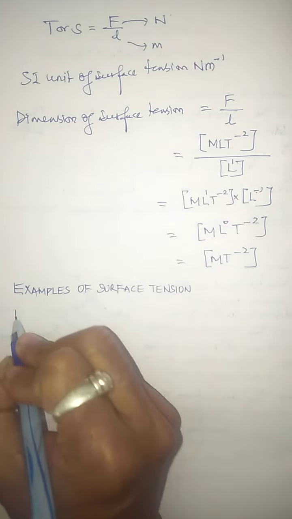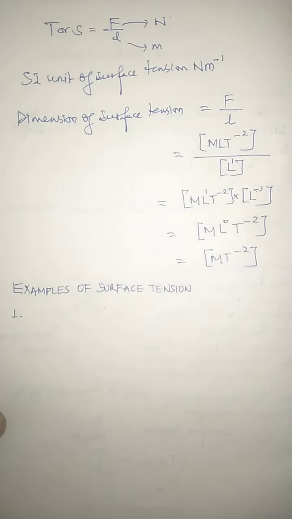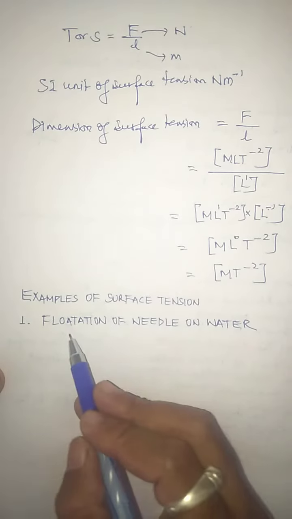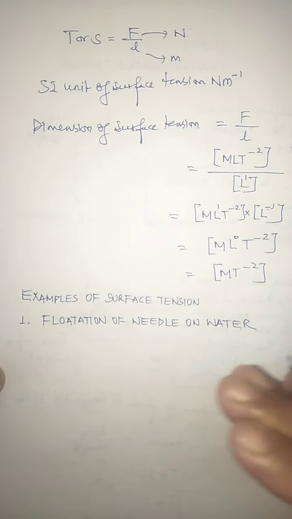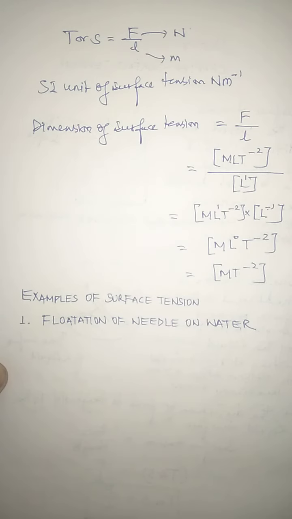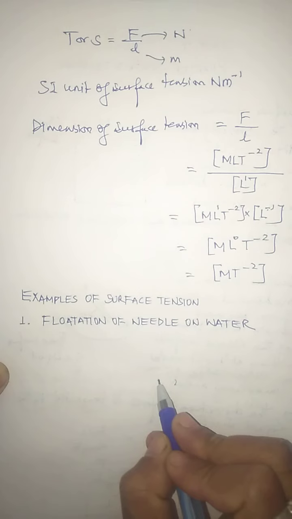One of the first examples that we are going to discuss is flotation of a needle on water. Yes, we sometimes see a needle floating on the water. A very small needle, made of steel or sometimes iron, can float on the water. The reason why the flotation of the needle takes place on water is also due to surface tension.